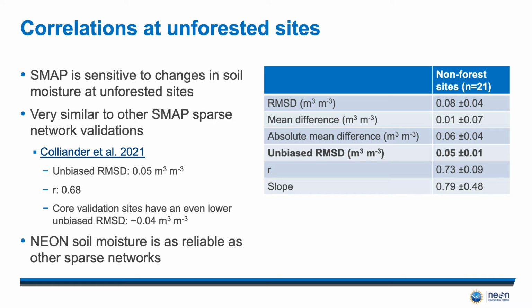But what was encouraging to see was that the results from the NEON validation were very similar to previous sparse network validations. So that gives us some confidence that NEON is performing at least as reliably as those other sparse networks, and gives us some confidence when we move on to looking at the forested sites where there haven't been very many previous validations at all.